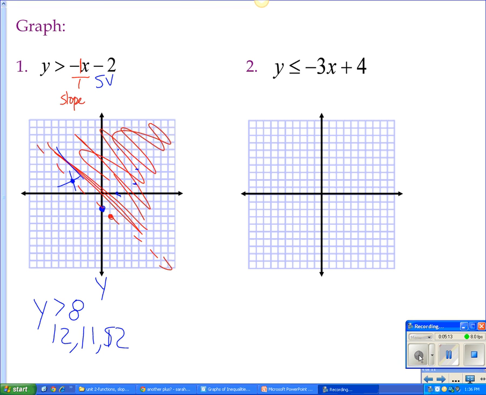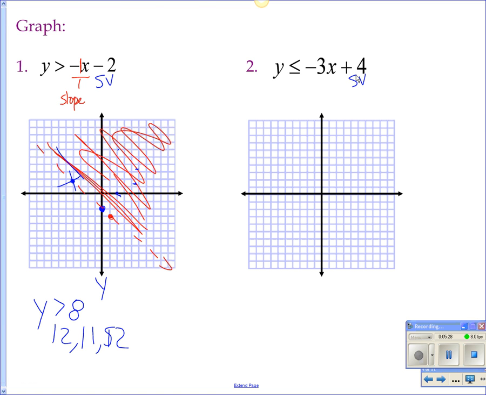Number 2, y is less than or equal to negative 3x plus 4. Gracie, which one's my starting value? So I go up 4, 1, 2, 3, 4, and I put a point. Go up 4 and put a point. Tamara, what do I do with this negative 3? What does that mean to do? Down 3 and over 1. Always put a 1 underneath it. Don't draw your line yet. We have to make a decision.